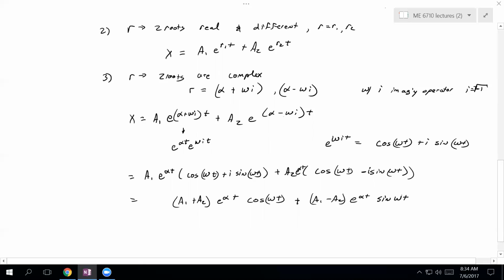And then I'm headed toward our standard form. I'm going to rename this, I'll call this A1 prime, and I'll call this A2 prime. So that'll allow me to rewrite this as A1 prime e to the alpha t cosine omega t plus A2 prime e to the alpha t sine omega t. Okay, we're almost there now. Oh, by the way, I forgot my i.